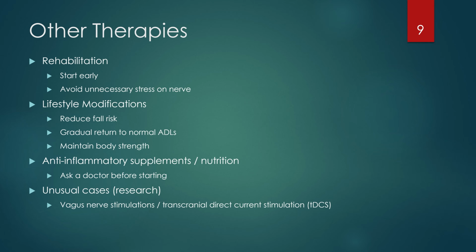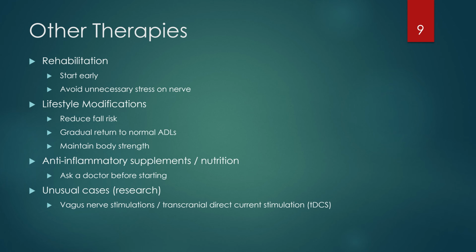Lifestyle modifications can include reducing fall risk, gradually returning to normal activities of daily living, and maintaining body strength. Removing objects that may pose tripping hazards, improving lighting, and storing essential items within reach are all ways to reduce fall risk. Getting up too quickly, either from a bed or a chair, can cause orthostatic hypotension. This is when movement depletes blood pressure, causing dizziness. Getting up too quickly, in addition to vestibular neuritis, can increase dizziness, thereby heightening the risk of falls.